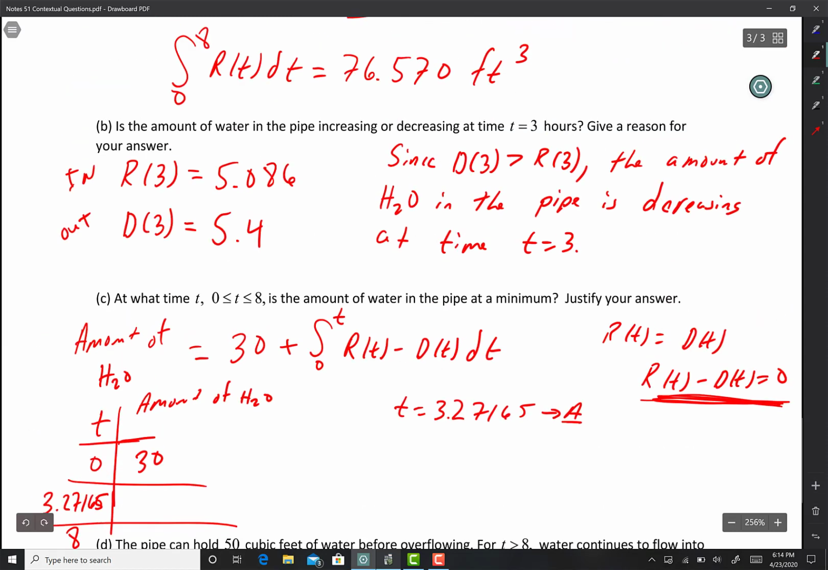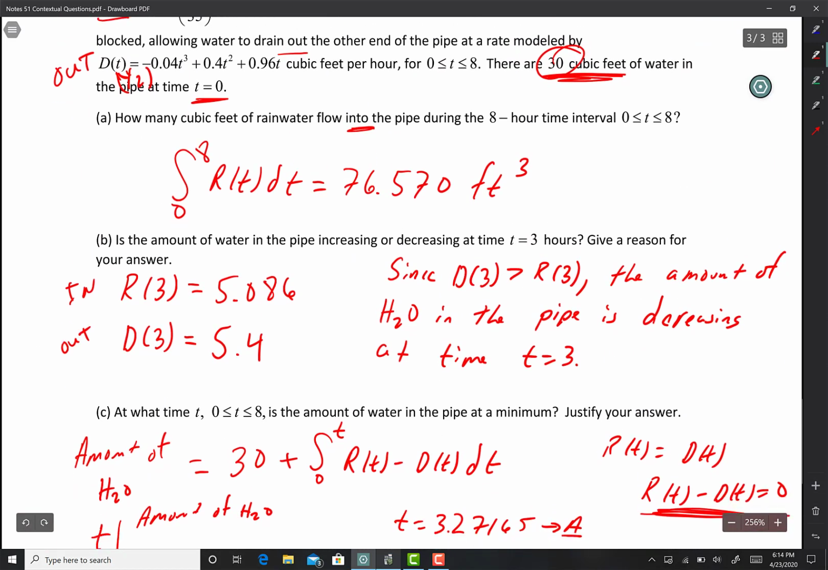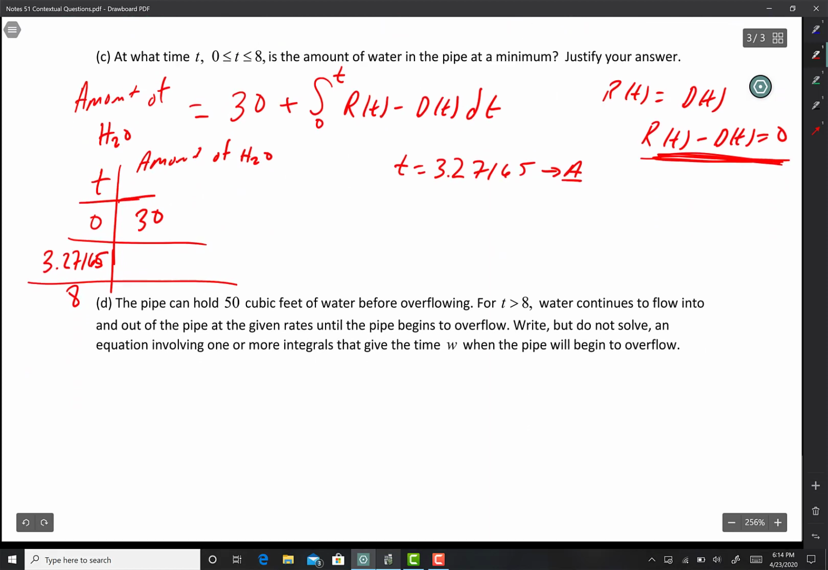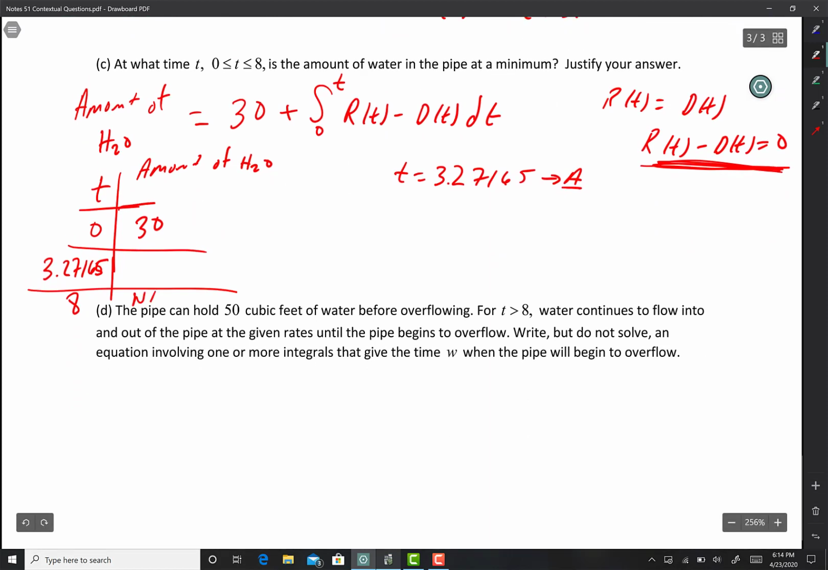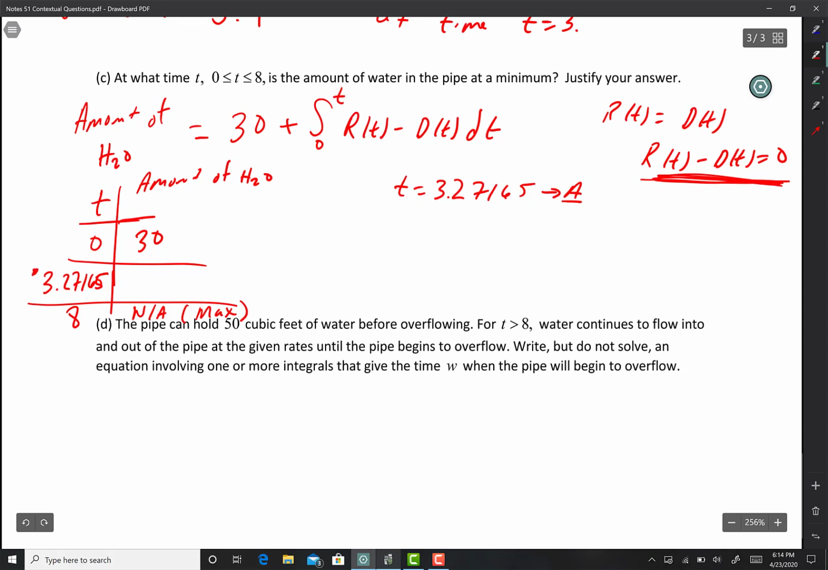I already know where I am at 8, right? Didn't I find that? Oh, no, I didn't. I'm going to find that. Well, I don't need to, because that's a max. So I'm going to put NA. This is a max. So there it is. So it has to happen here. It must happen there. So how much water is there?